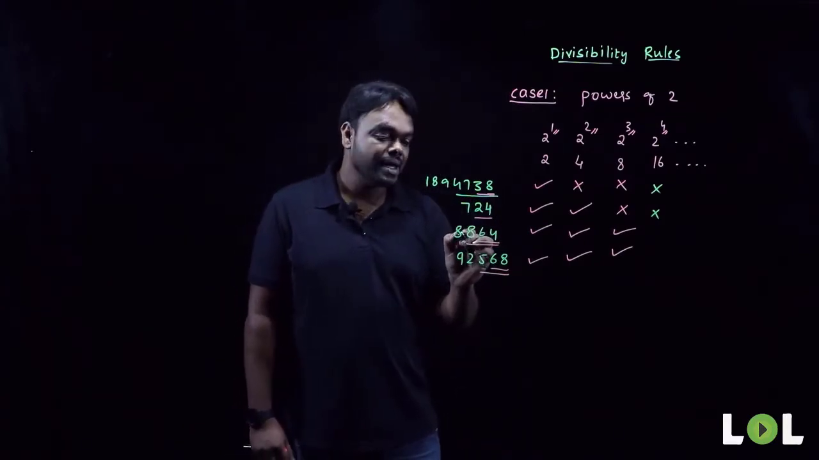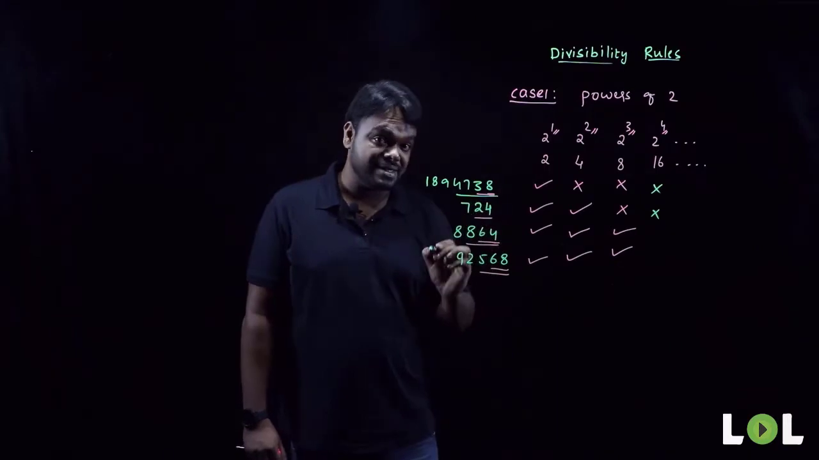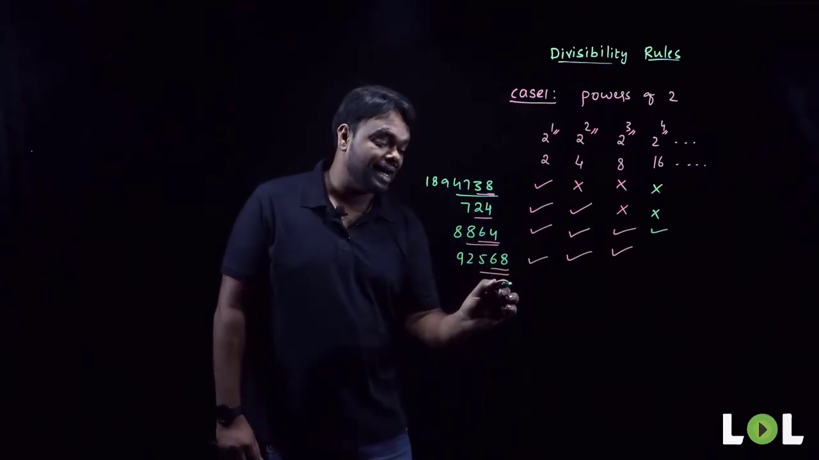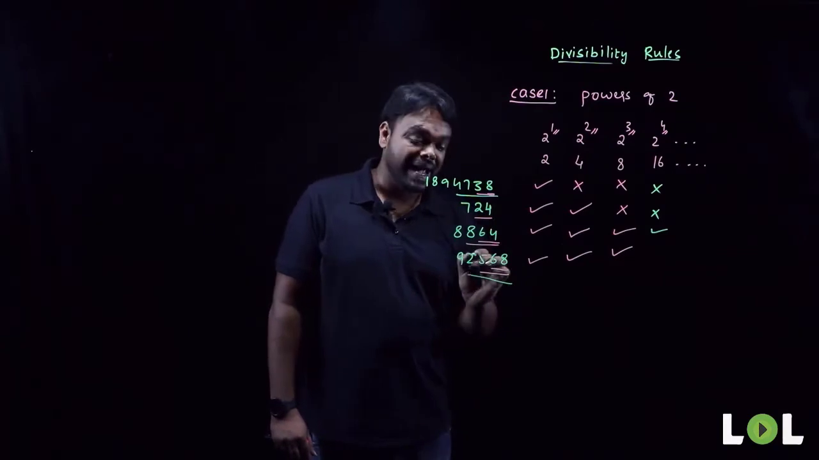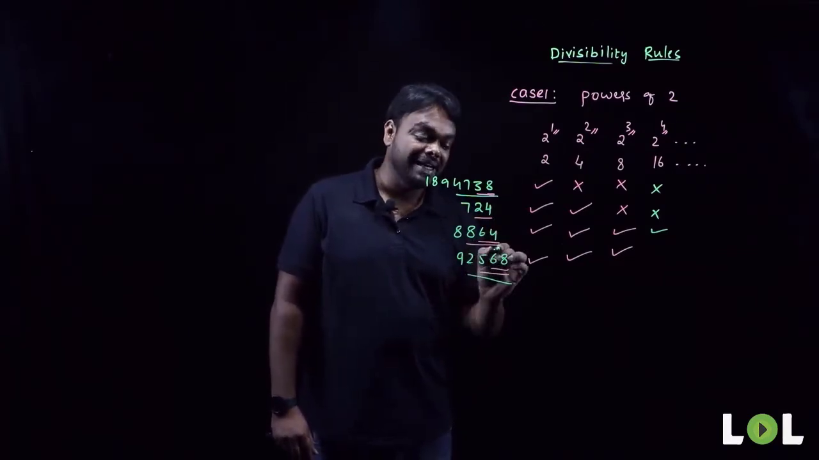In this case, 16 5s is 80. 86 is there. Again 16 5s is 80. 6 left out, 64. 16 4s is 64. Yes, this is divisible. Now in this one, we'll check the last 4 digits. 16 1s is 16. 9 remainder, 96. 16 6s is 96. 8 is the remainder. So not divisible.